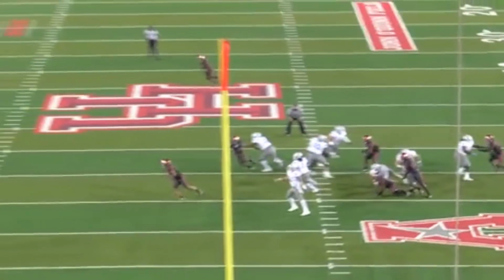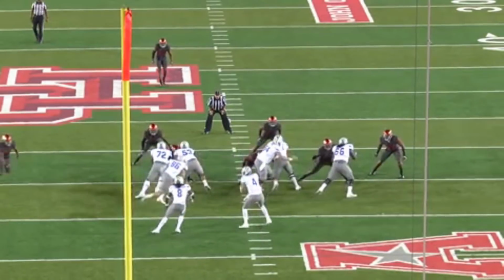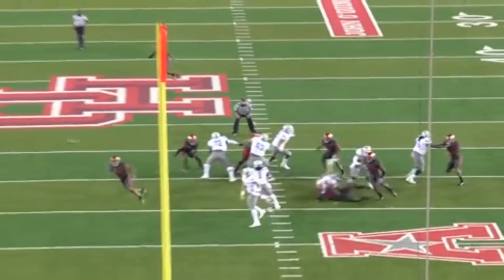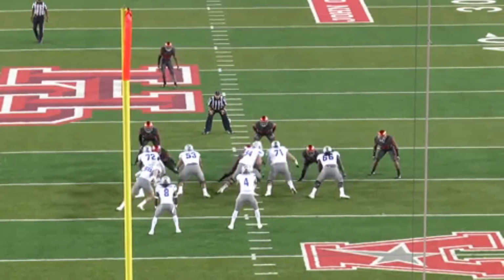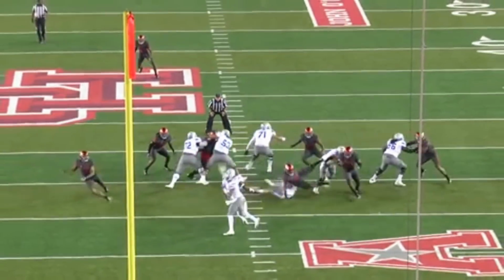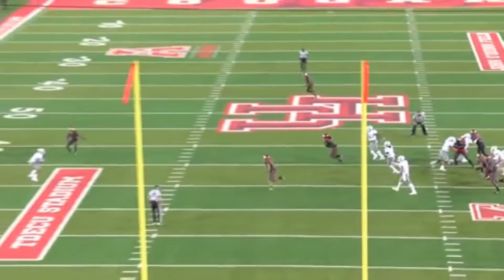But remember, it must be from the front. So last year, this was a legal block. Now, because that is clearly not from the front, that is a foul for illegal block below the waist.